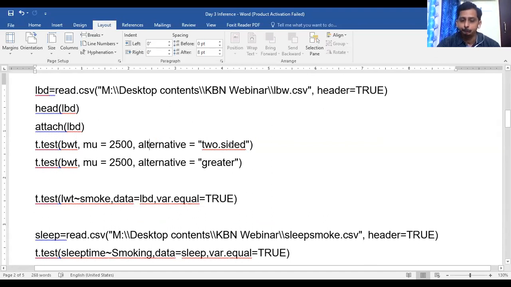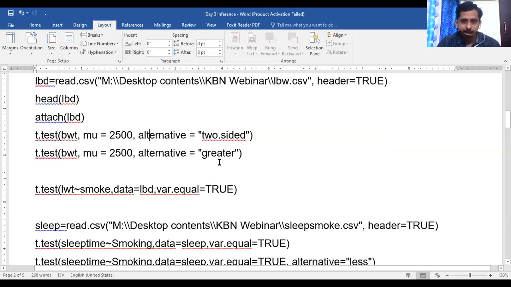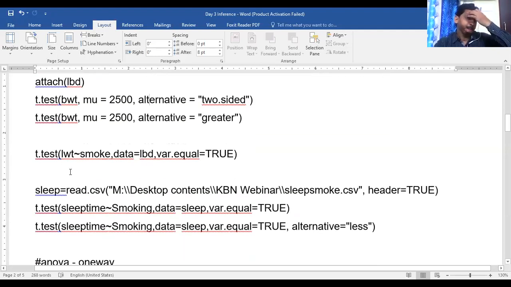T dot test, variable name for comparison, the population parameter, and the alternative hypothesis. Suppose you don't give the alternative, just t dot test BWT comma mu equal to 2,500, close the parenthesis. By default, it will assume a two-sided test. Suppose you have some information that the baby's birth weight should be more than 2,500, then you should use the alternative argument as greater.